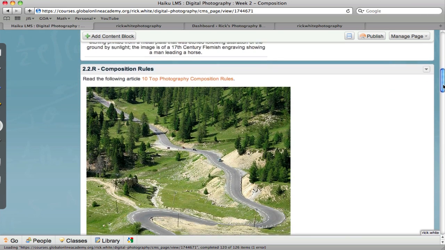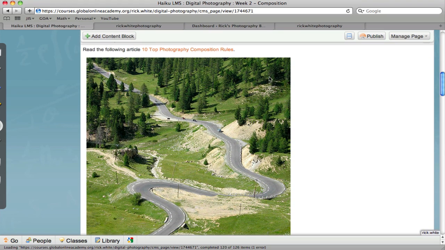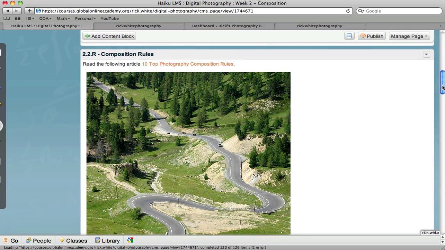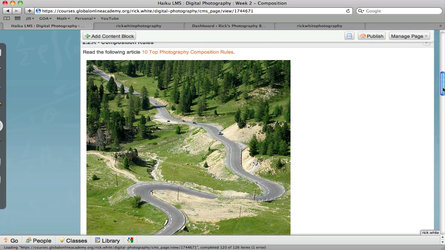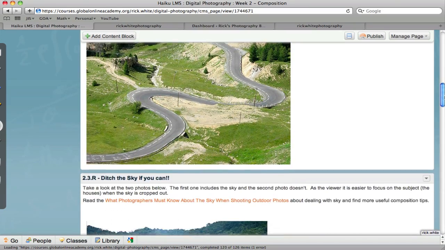Okay, so now here's your articles. You can see that there's 10 different composition rules that I want you to be aware of, most of which you might already know, but just read through that article. It should only take a few seconds.